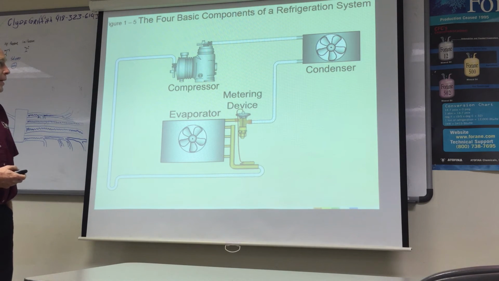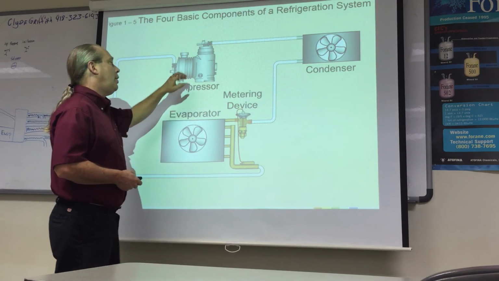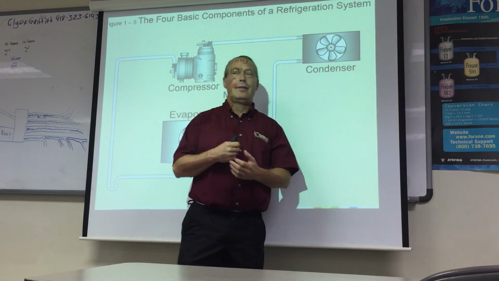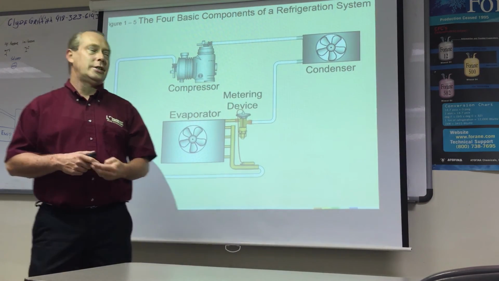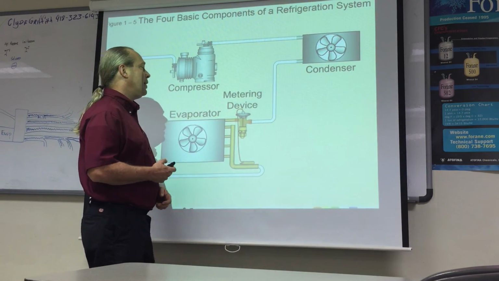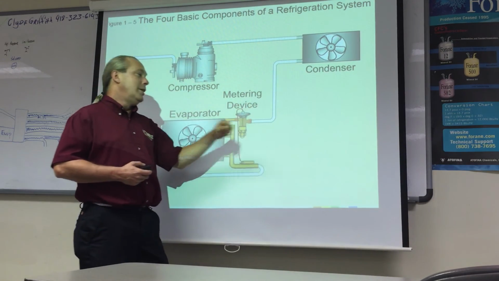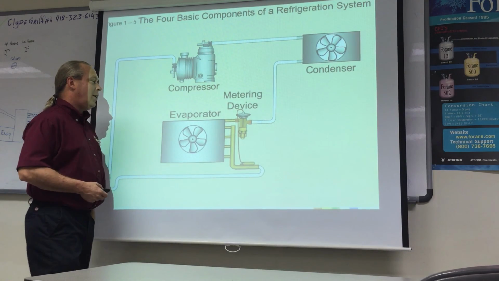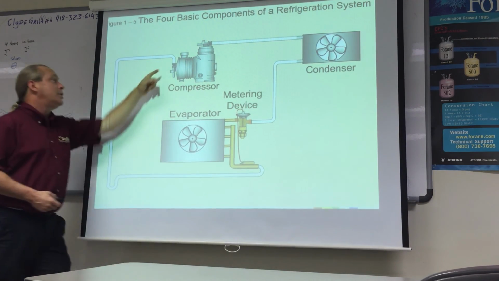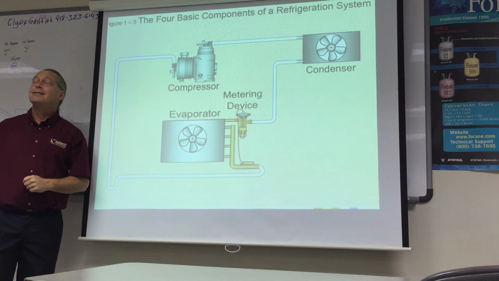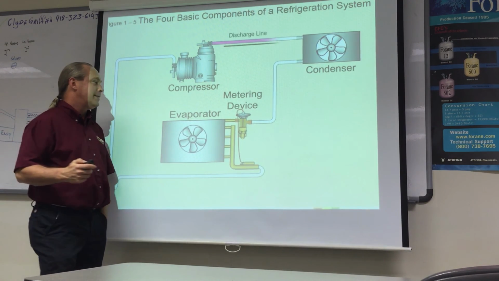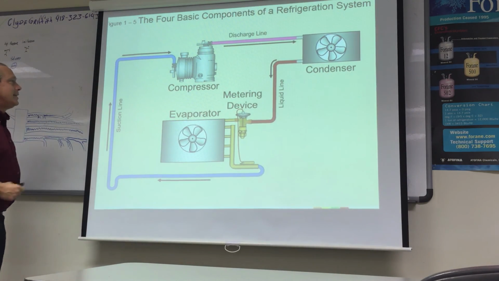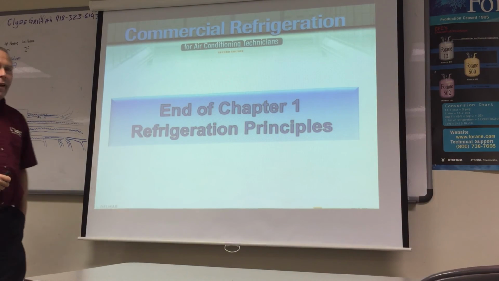Now there is piping that goes in between. What do we call the piping that goes from the compressor to the condenser? Discharge. What do we call the piping from the condenser to the metering device? Liquid line. And we call the piping from the evaporator to the compressor the suction line. Excellent. So we have discharge line, liquid line, and suction line. And that's that.